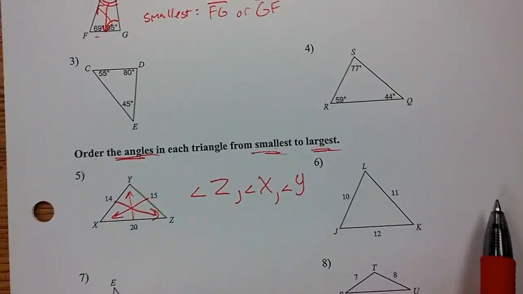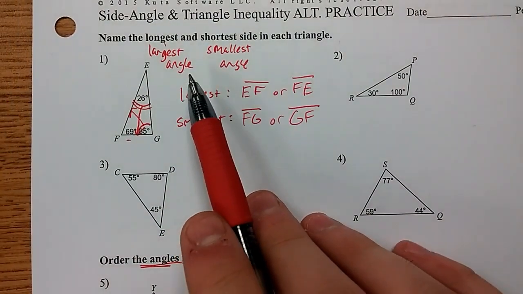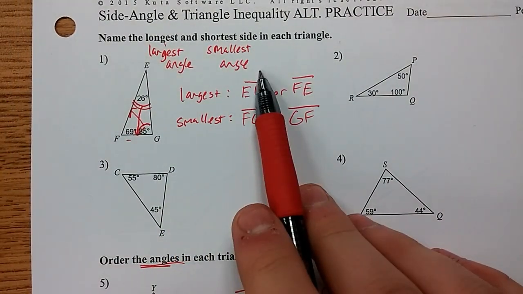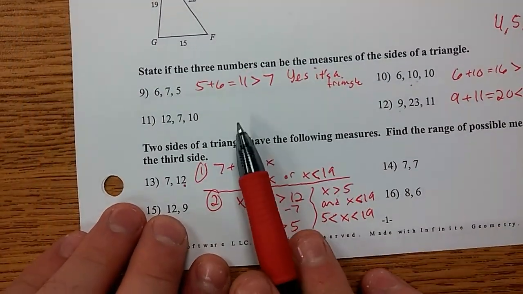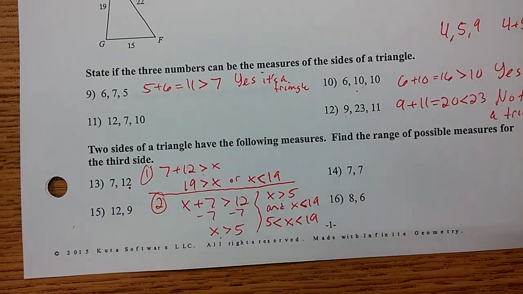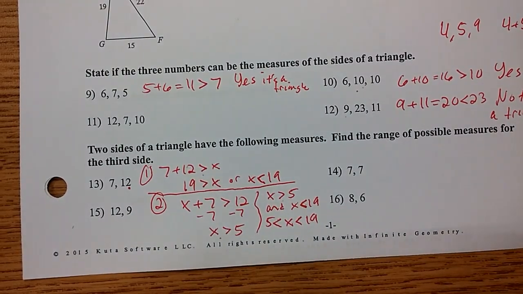All right, just to recap, we have the side angle theorem, which states that the bigger the side length across from an angle, the bigger the angle, and vice versa. And then we have the triangle inequality theorem that states that any two side lengths, when you add them together, must have a sum larger than the third side.